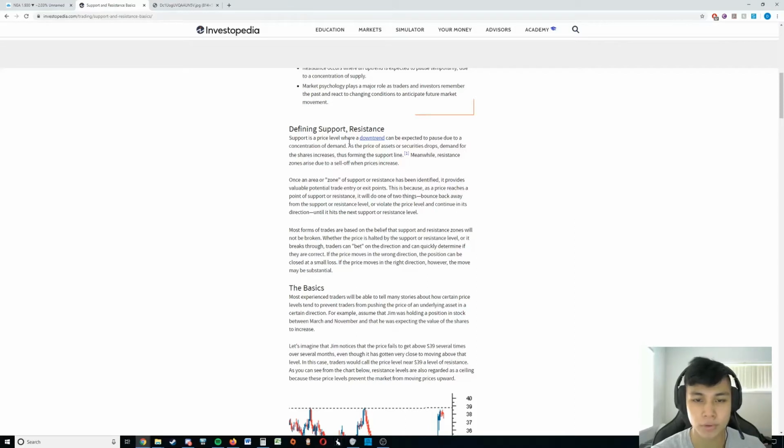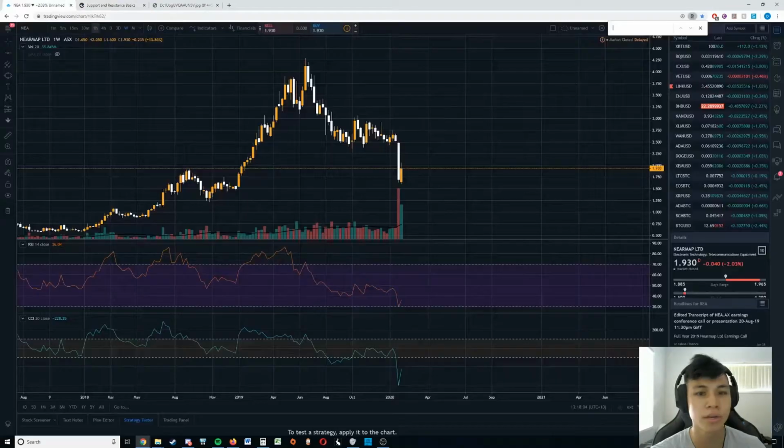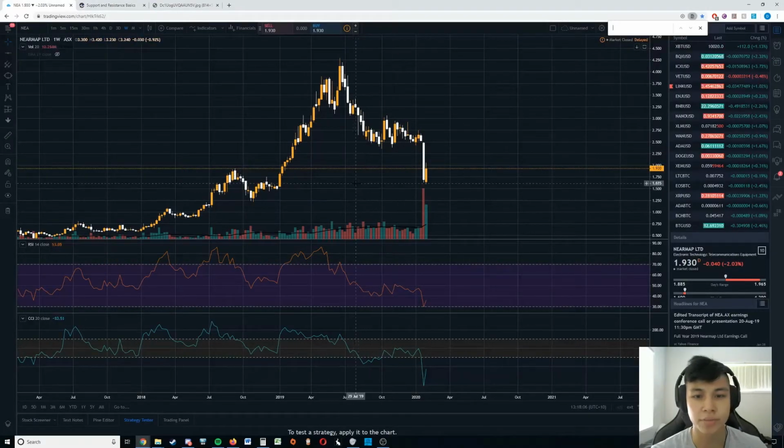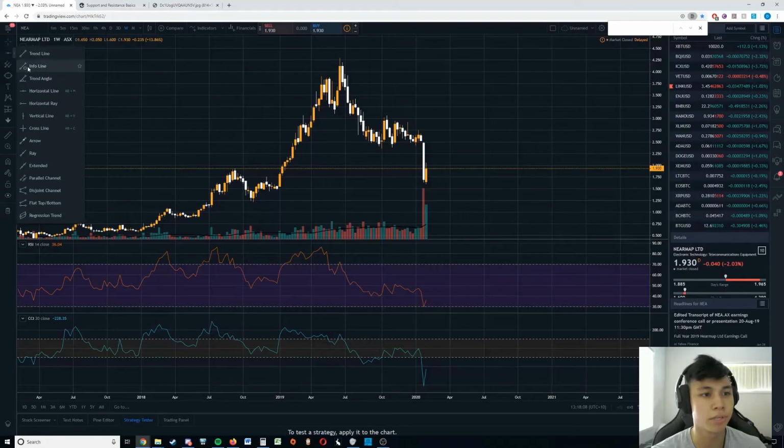Support is a price level where a downtrend can be expected to pause due to a concentration of demand. As the price of assets or securities drops, demand for the shares increases, thus forming the support line. Meanwhile, resistance zones arise due to a sell-off when price increases. So now with that definition in mind, let's have a look at what's going on with NEA.